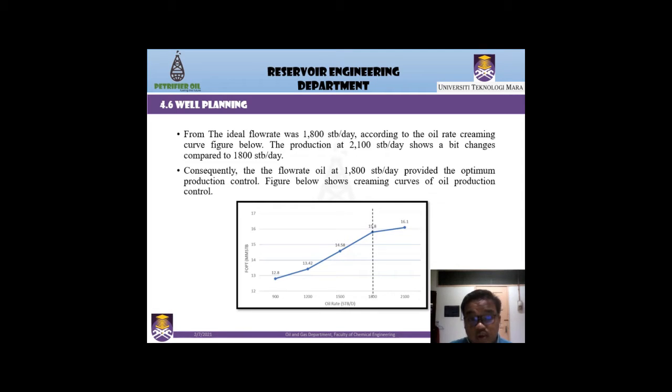The ideal flow rate was 1800 stock tank barrels according to the oil rate creaming curve figure below. The production at 2100 stock tank barrels per day shows a big change compared to the 1800 stock tank barrel oil rate. Consequently, the flow rate at 1800 stock tank barrels per day provided the optimum production control.